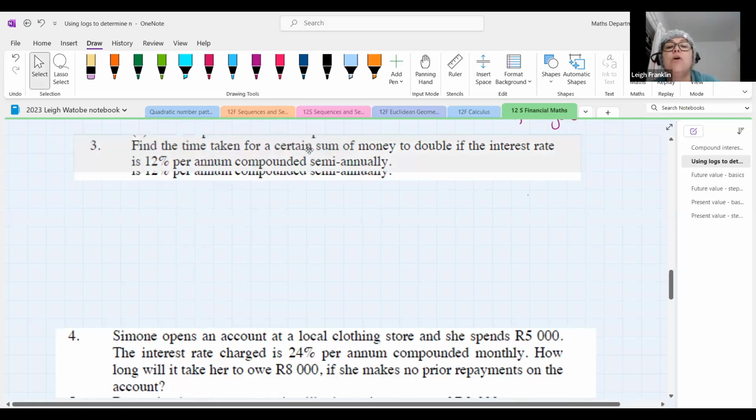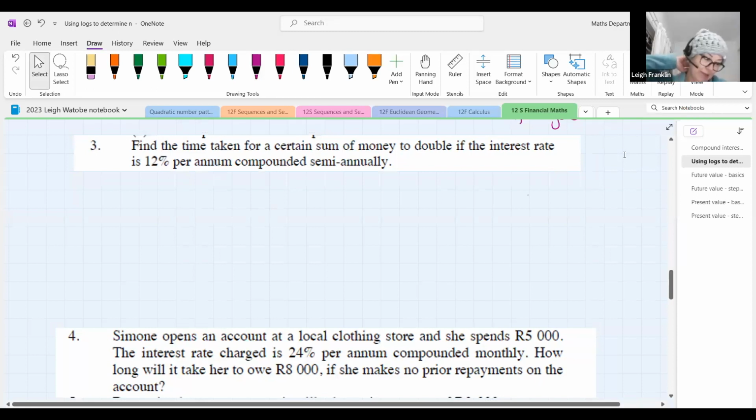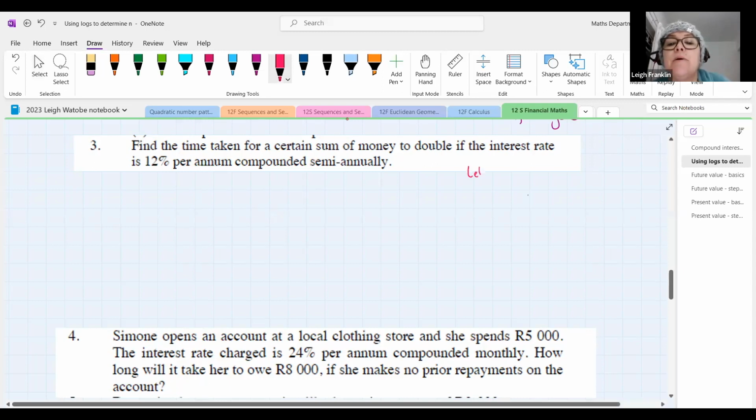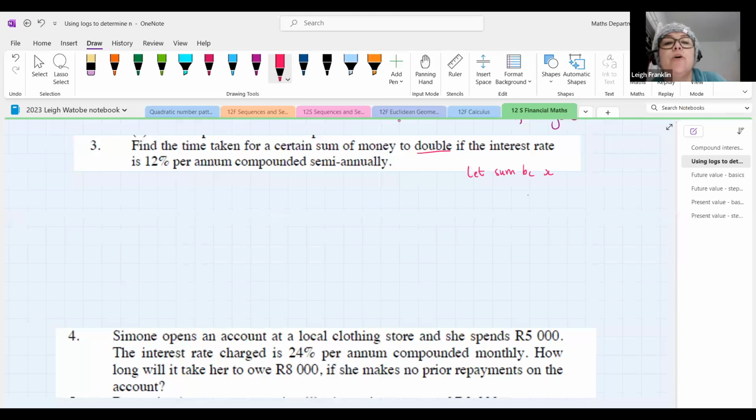Everybody else? All right. If they ask us a question like this, they are not expecting us to work with values. So in other words, if we wanted a certain sum of money to double, we would say, let that sum of money be X. All right. So hang on a second, Lichlu. Let's do this together then. Let the sum be X. So then if it's going to double, when it doubles, what's it going to be?